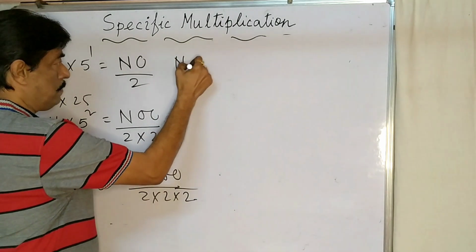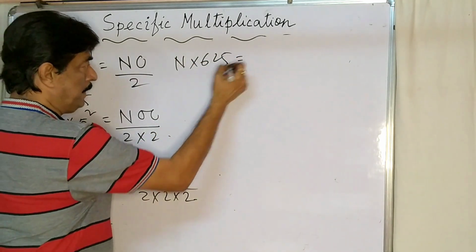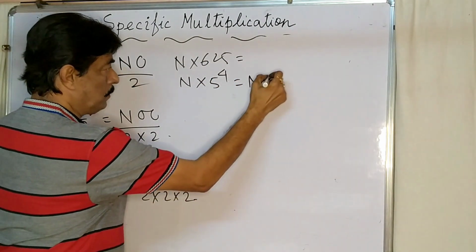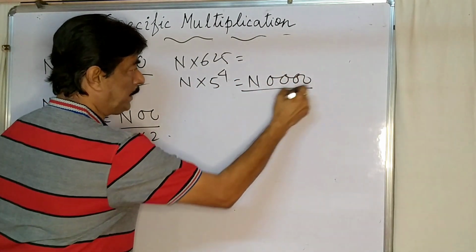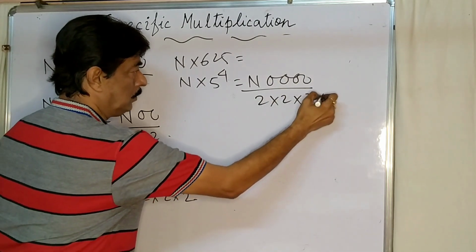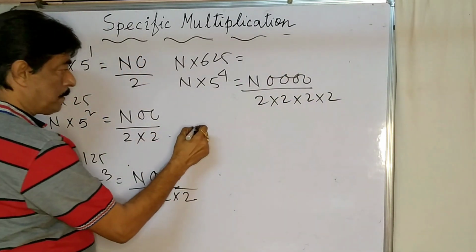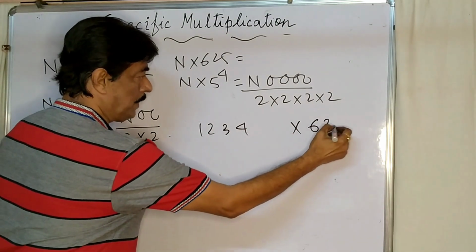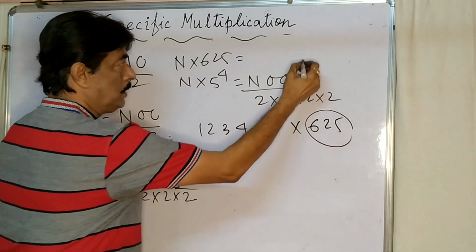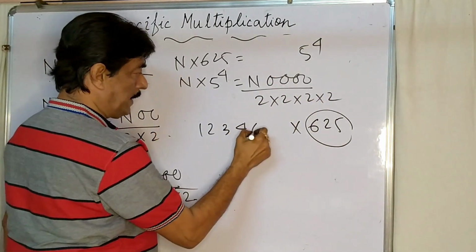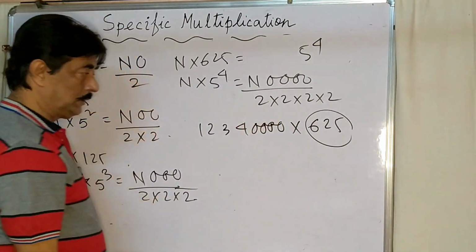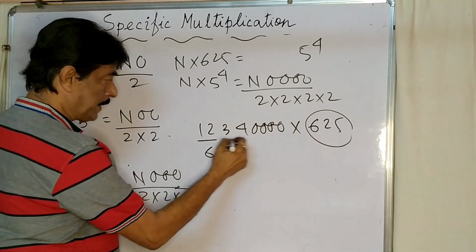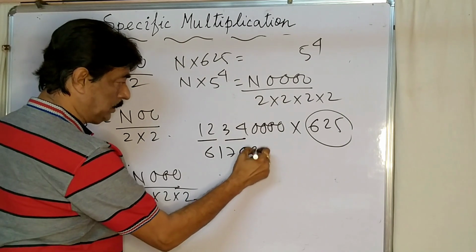Number multiplied by 625 means number multiplied by 5 to the power 4. So put 4 zeros, 4 times up. Now observe, 1, 2, 3 and 4 multiplied by 625. You know 625 means 5 to the power 4. So 1, 2, 3 and 4, 4 zeros. 4 times up, 1 time, 6, 70, 0, 0, 0, 0.